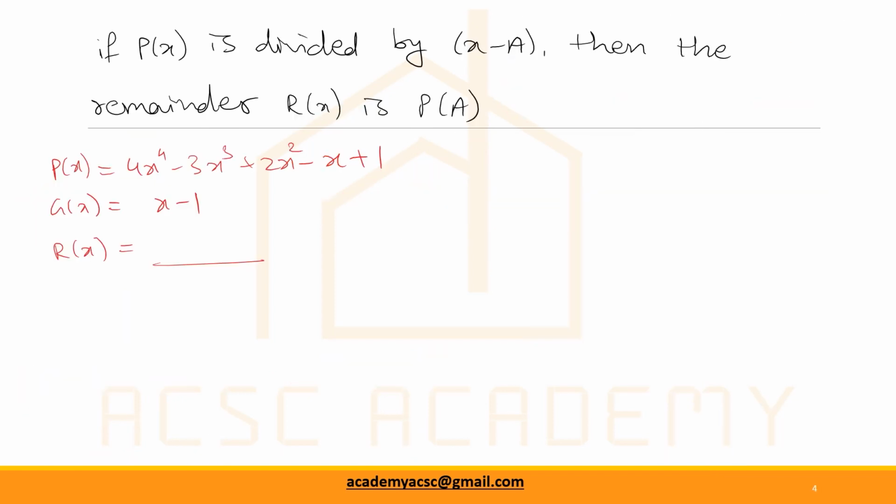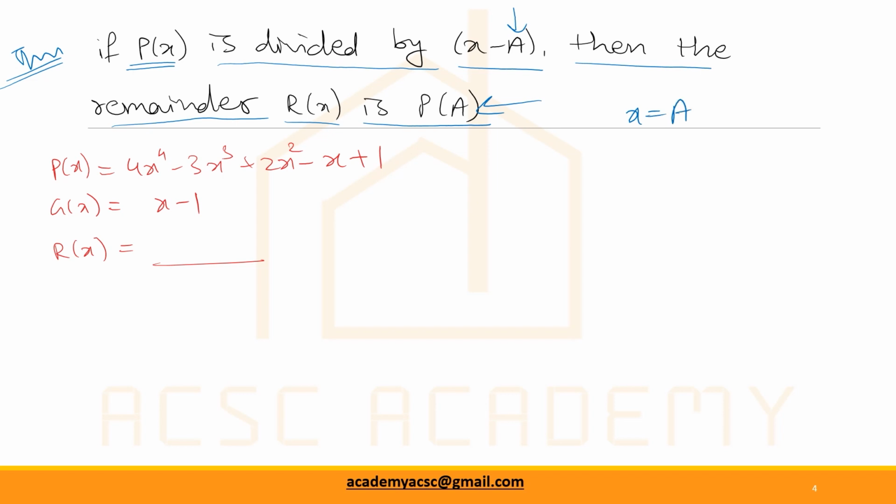Now here we are having another theorem that can be derived using the remainder theorem itself. It says that if p of x is a polynomial which is divided by a linear equation x minus a, where a is a constant, then the remainder r of x will be p of a. What is p of a? It is the constant value which you will get after substituting x equal to a in that polynomial. So let us see if it is correct or not.